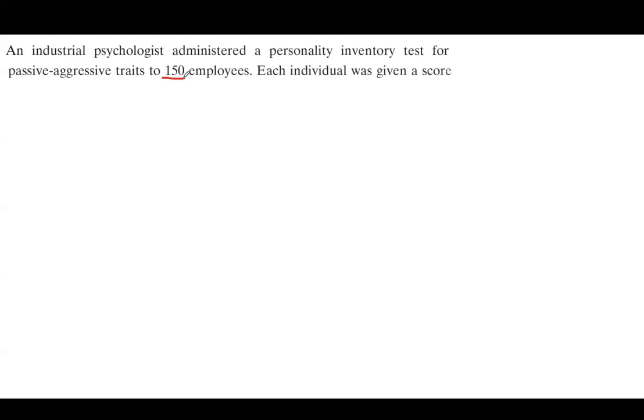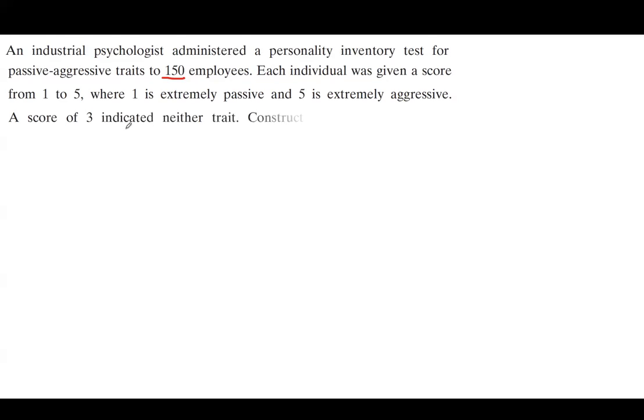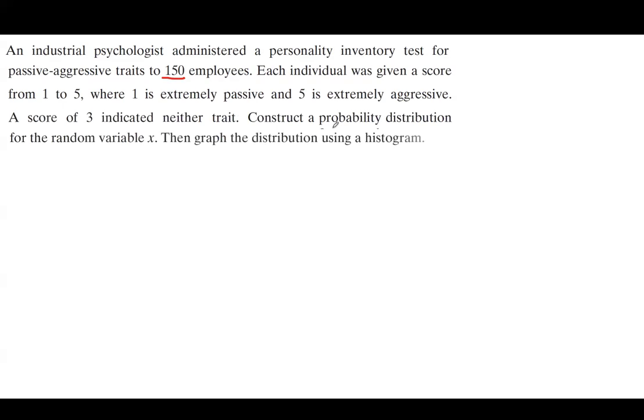Let me give you an example. An industrial psychologist administered a personality inventory test for passive-aggressive traits to 150 employees. So the total number of people is 150. Each individual was given a score from 1 to 5, where 1 is extremely passive and 5 is extremely aggressive. A score of 3 indicated neither trait. We want to construct a frequency distribution for the probability of discrete random variables, and then visualize it.